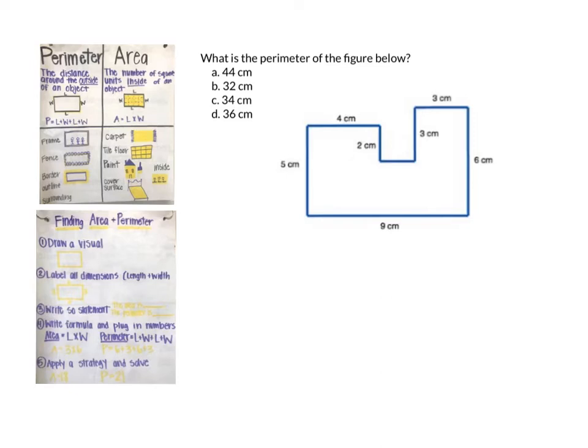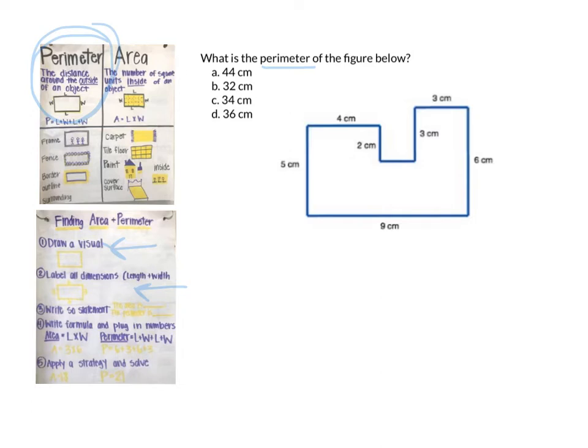Okay, so again, this question asks us what is the perimeter of the figure below. So this time we are going to find the perimeter of an irregular shape. So we've already drawn our visual. Now we're ready to move on to labeling our dimensions. So when I'm looking at this shape, I do see a lot of dimensions labeled, but not all of them. So we're going to go through and I'm going to show you how to see where our missing side lengths are.